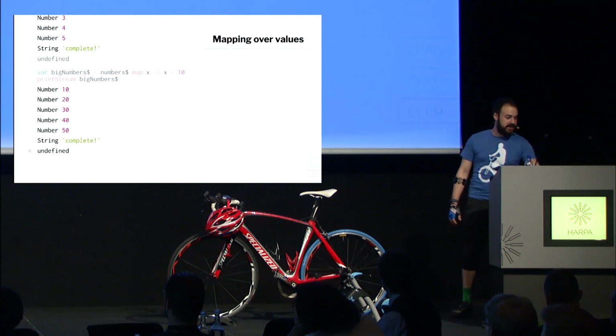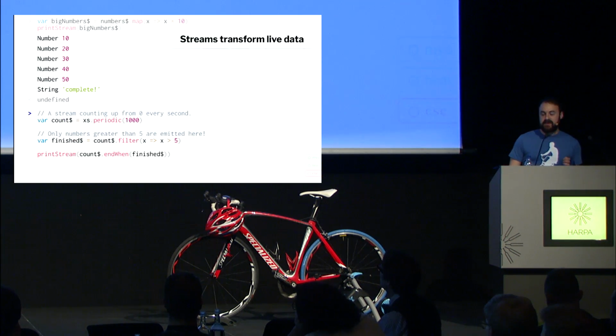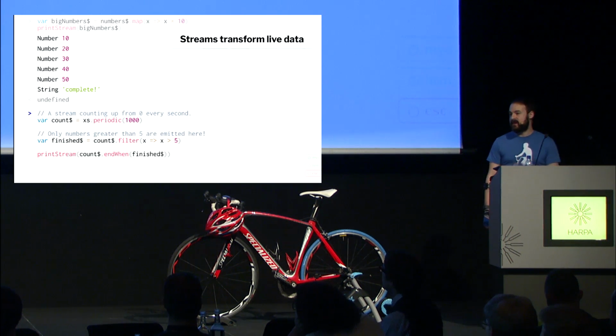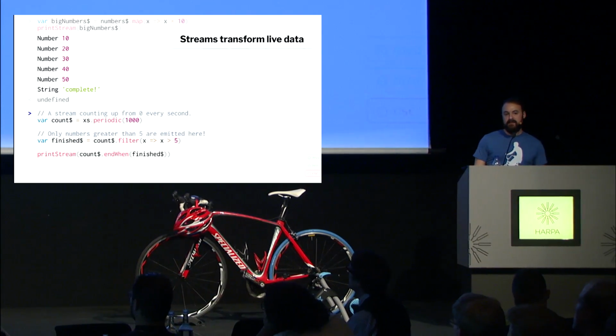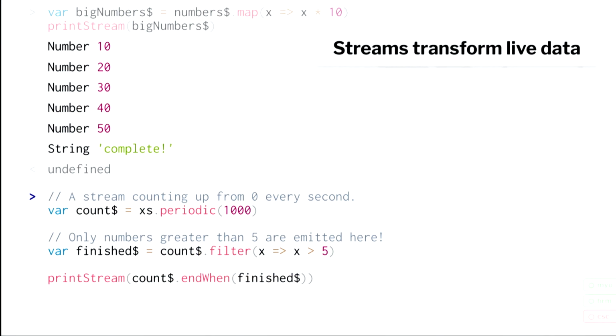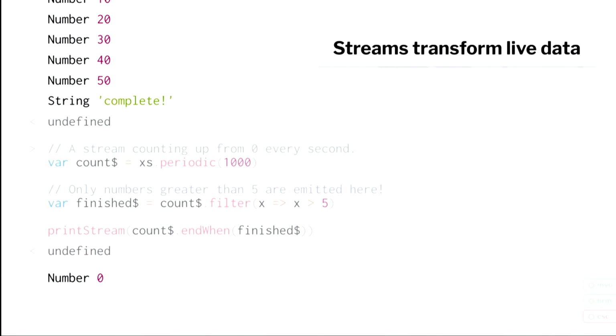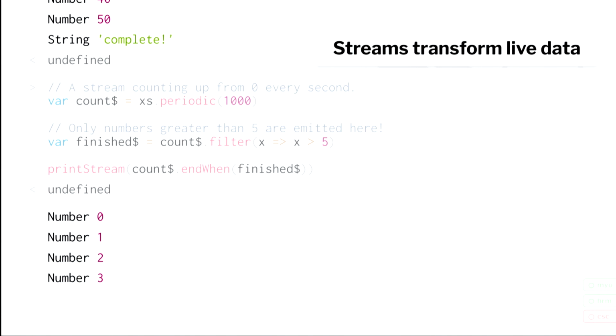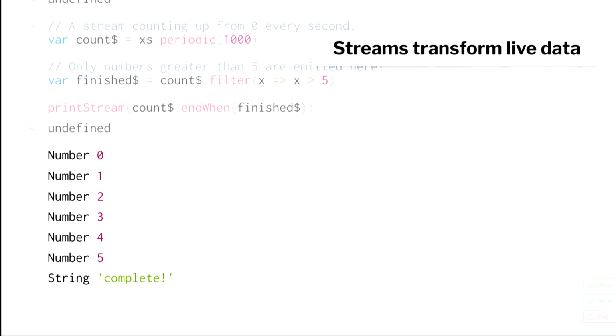But where this gets really interesting is asynchrony. This time, let's try printing out the numbers 1 through 5, but let's wait a second in between each increment. Axis.periodic will give us a stream that waits a certain amount of time and will count up into infinity. But we don't want to count into infinity. We want to count up to the number 5. So we can create another stream called finished that filters out any values that are not greater than 5. So the first value it will emit is when the count reaches 6. And then we can end our original stream, the count stream, when 6 is emitted. So then we can just get the numbers 1 through 5, waiting a second in between emits, and then the stream completes. Cool.